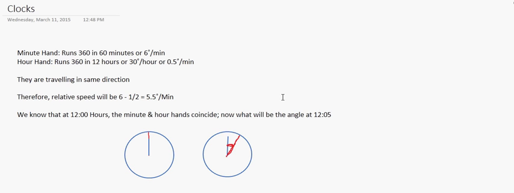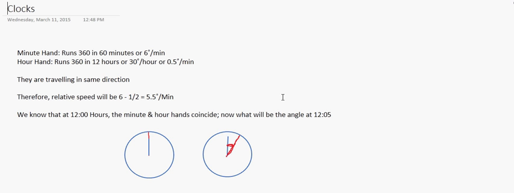Hi friends, today we would be doing a topic called clocks. So this is just an extension of our concept of relative speeds, right? We have already studied relative speeds in our time, speed and distance chapter. So let's just extend the logic of relative speeds to clocks and see what kind of questions can be asked from this chapter. The concept is pretty simple.